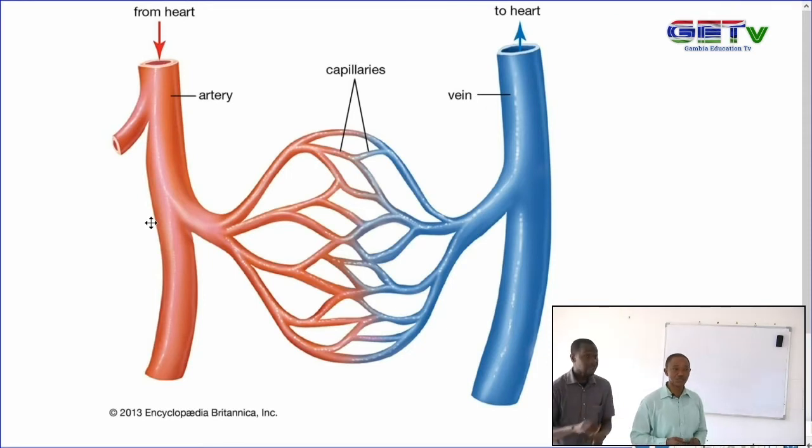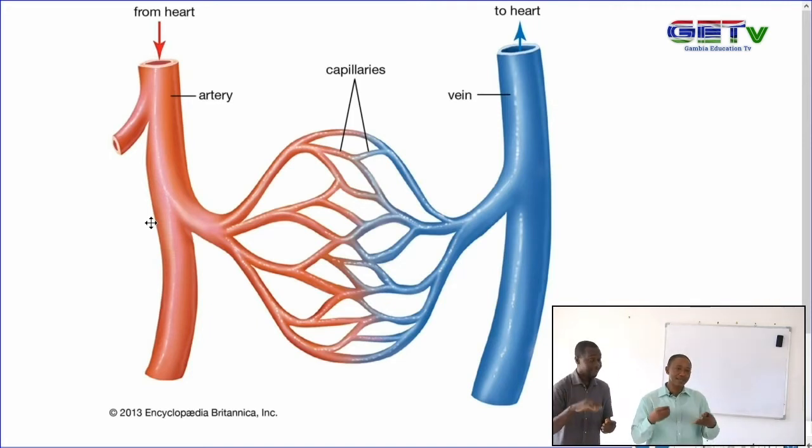There's another difference which we can't obviously see from this diagram. The veins, they have valves. Valves are flaps of tissue that prevent the blood from going in the wrong direction. They allow the blood to flow only in one direction. We mentioned that in the previous lesson.